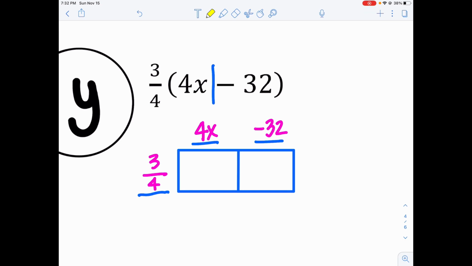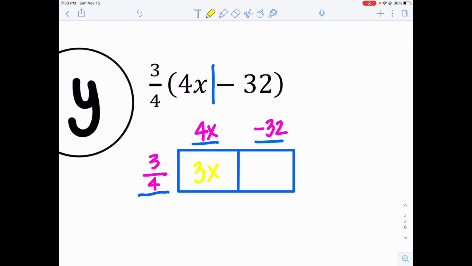3/4 times 4x. Remember, we do the number times the number. So in your calculator, you can do 3/4 times 4. 3/4 times 4 should leave you with 3. And then we keep the variable. So 3/4 times 4x should leave you with 3x.